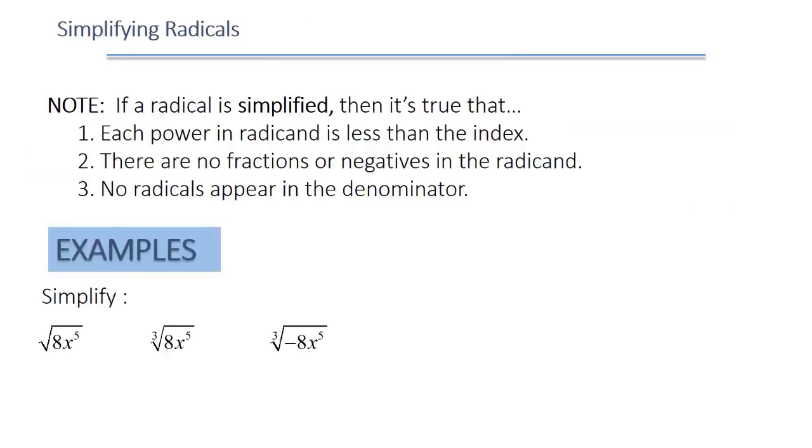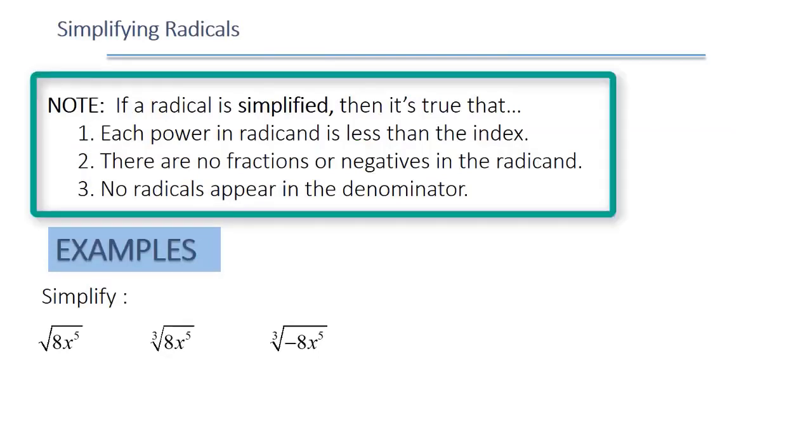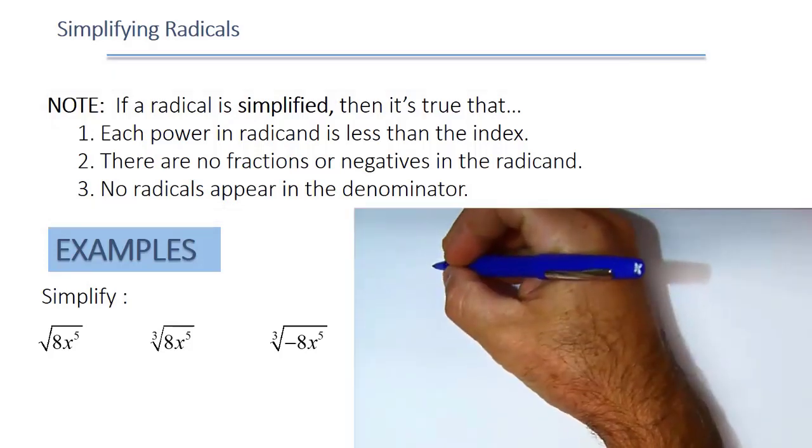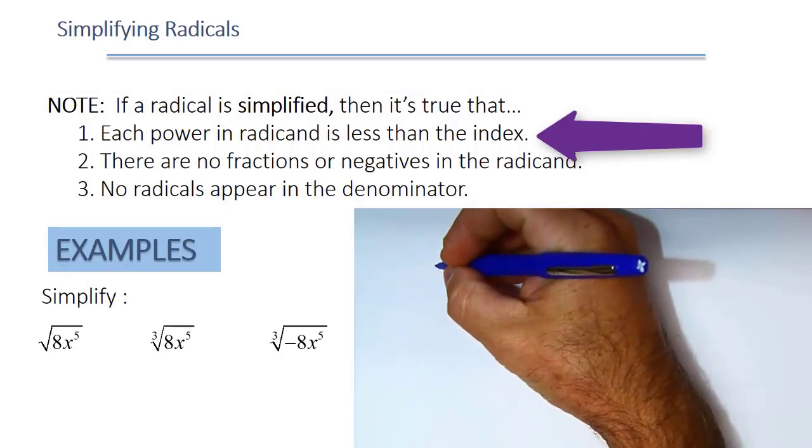Before we do that, though, here's maybe the most important thing for you to be familiar with in this lesson, and that is when we simplify a radical, we say it's simplified when these three criteria are met. Powers inside your radicand, that is to say inside the root, are always less than the value of your index. There's no fractions or negative signs inside the root. And you can't have roots in the bottom of a fraction or in the denominator. We're going to focus on the first one right now. Let's see what we mean by each power in the radicand is less than the index.